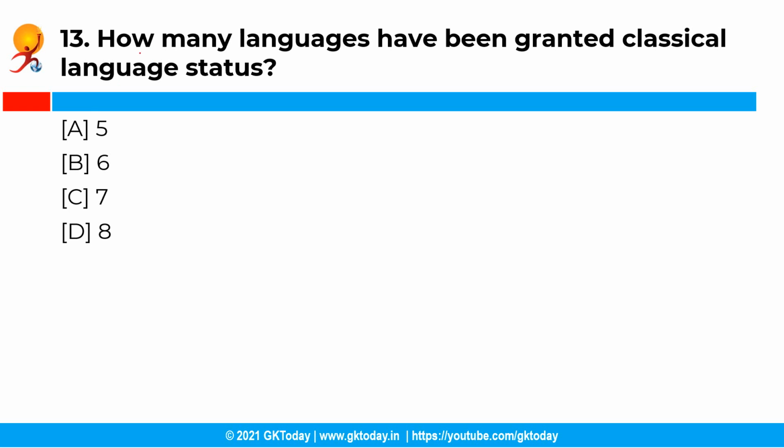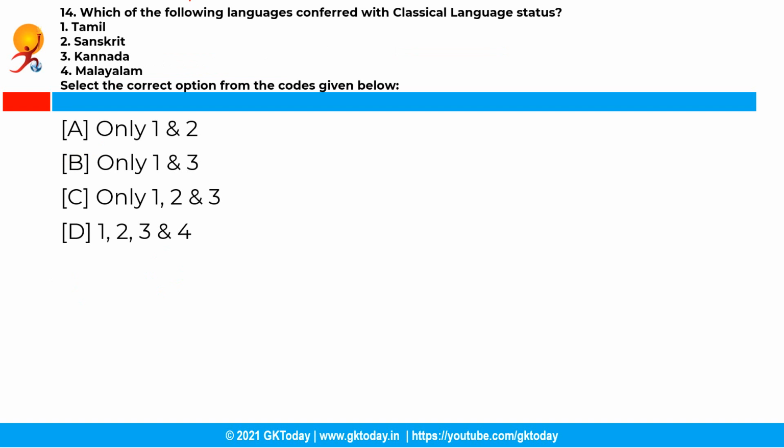Now the next question is, how many languages have been granted classical language status? So you have the following options and the correct answer is option B, that is 6. So 6 languages in India are granted the classical language status. Further, it was the Government of India in the year 2004 that decided to create a new category of languages called classical languages. Now the next question is, which of the following languages are conferred the classical language status?